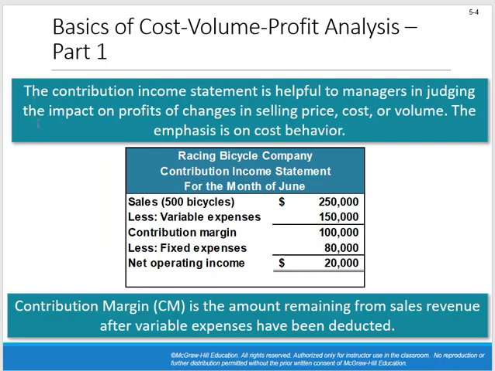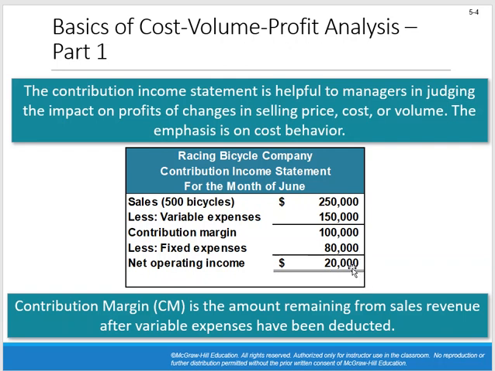So we're looking at this very basic income statement for Racing Bicycle Company. And we see we have sales of 500 bicycles, that's $250,000. So we could figure out the sales price per bicycle by dividing by 500, right? And then we've got our variable expenses at 150,000, our contribution margin, our CM, at 100,000. We subtract our fixed expenses of 80,000, and we arrive at net operating income of 20,000.